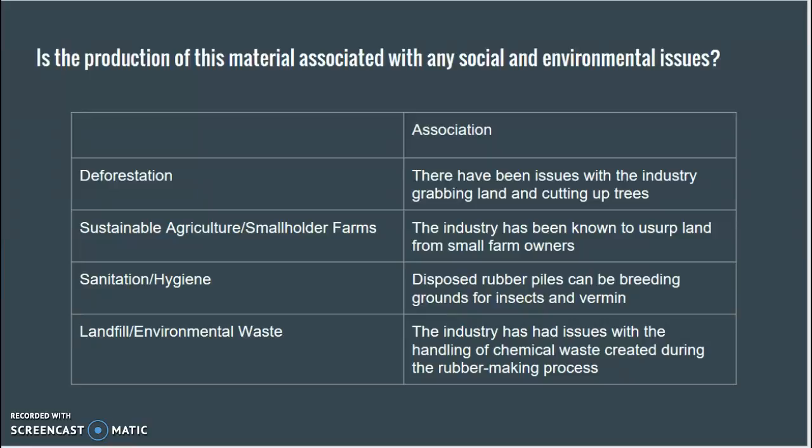There are also issues during the rubber making process itself. These issues arise from not knowing what to do with the chemical waste that is generated during the process.